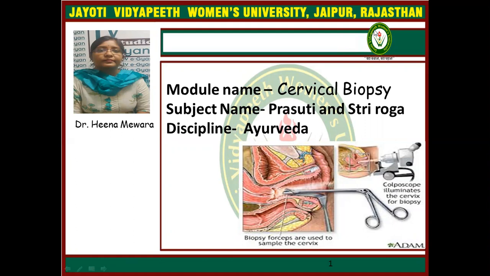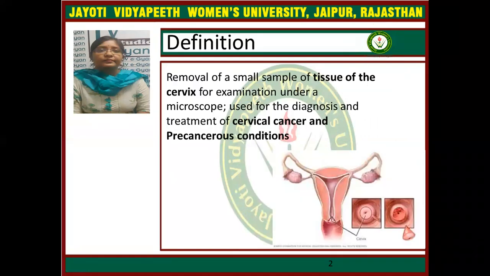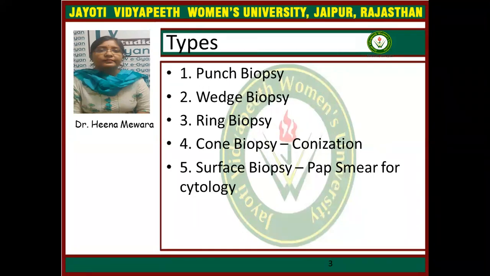In today's session, I am going to discuss about the cervical biopsy. Removal of a small sample of tissue of the cervix for examination under a microscope is called cervical biopsy. It is used for the diagnosis and the treatment of cervical cancer and precancerous condition. It is an outpatient procedure. There are 5 types of cervical biopsy, that is punch biopsy, vase biopsy, ring biopsy, cone biopsy, which is called conization, and surface biopsy, which is used as pap smear for cytology.